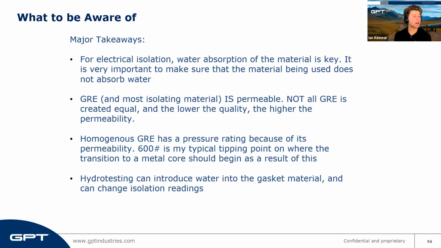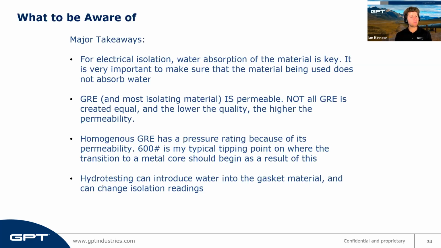That's why there are now solutions where GRE is eliminated from the isolation material, as a result of this. Homogeneous GRE, with no metal core, just the GRE material that's used in the water market a lot, has a pressure rating because of this permeability. At high enough pressures, we're going to push that material right through as a leak.